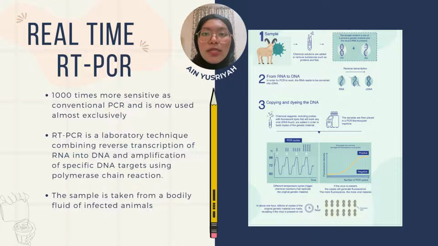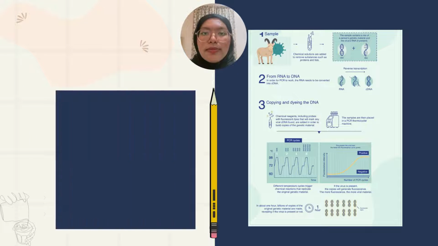Next, the procedure for real-time RT-PCR is started by taking a sample from the bodily fluid of the infected animals. The sample then undergoes several chemical reactions to obtain a mix of the infected animal's genetic material and the viral RNA if present. If the viral RNA is present, it will be converted to DNA by reverse transcriptase enzyme and it will be amplified in the thermocycler. If the viral DNA is present, the fluorescence level is high because the DNA was dyed with fluorescent materials.